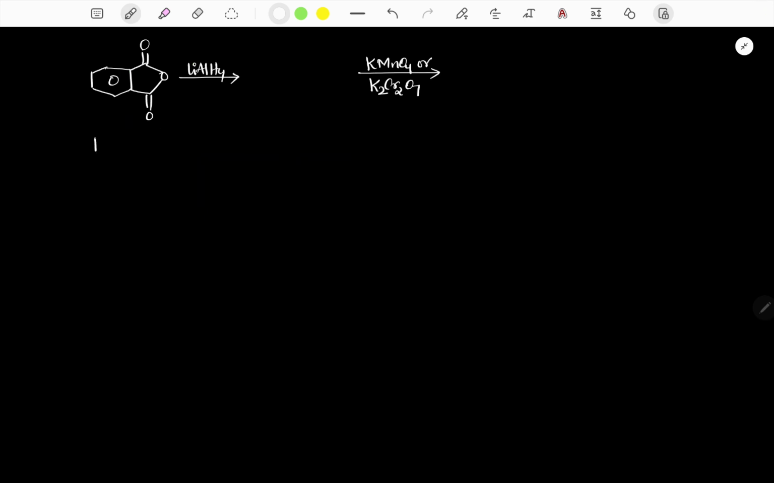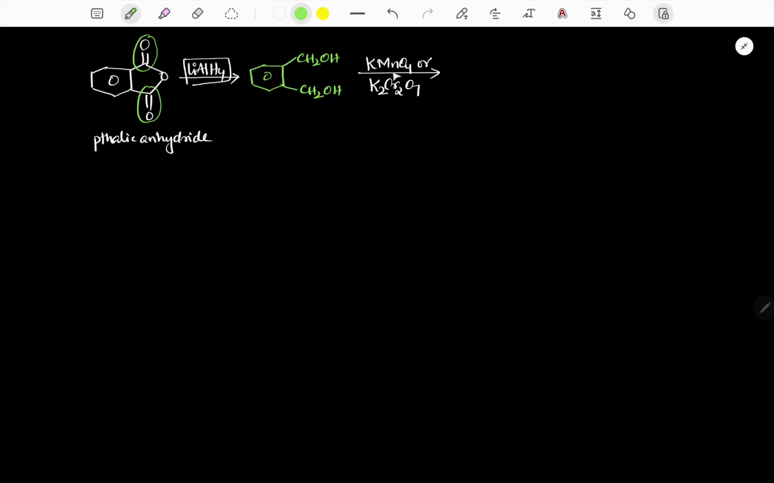The reactant is phthalic anhydride. When phthalic anhydride is treated with lithium aluminum hydride, the anhydride carbonyl groups will be reduced to the corresponding primary alcohol. So it is a primary alcohol part and it is a primary alcohol part. Both carbons will be reduced to the corresponding primary alcohols.